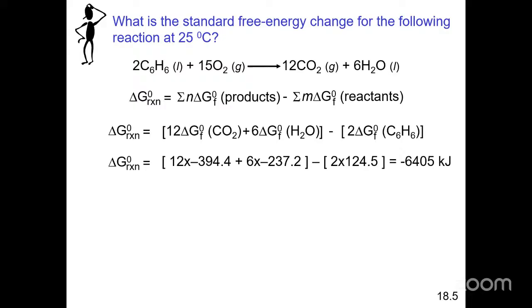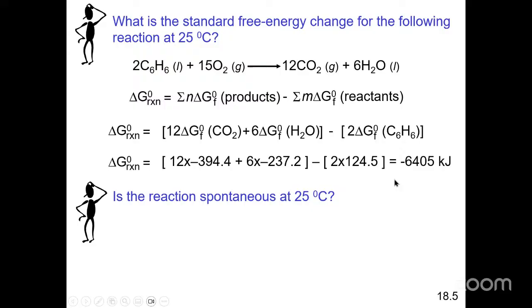That's basically how you determine the free energy of a reaction if you know what the standard free energy of the different substances are. Now, here's another question being asked in relation to the same reaction. Is this reaction spontaneous? And what say you?